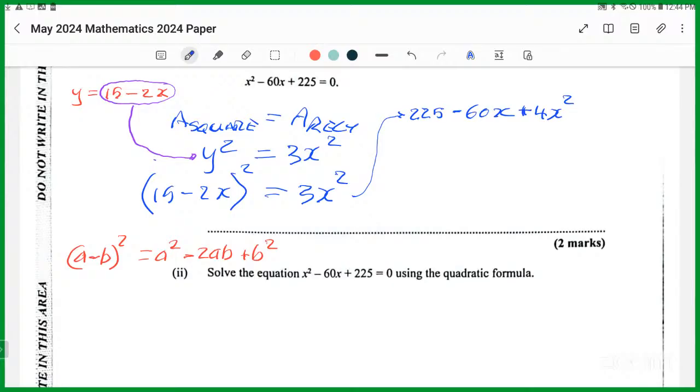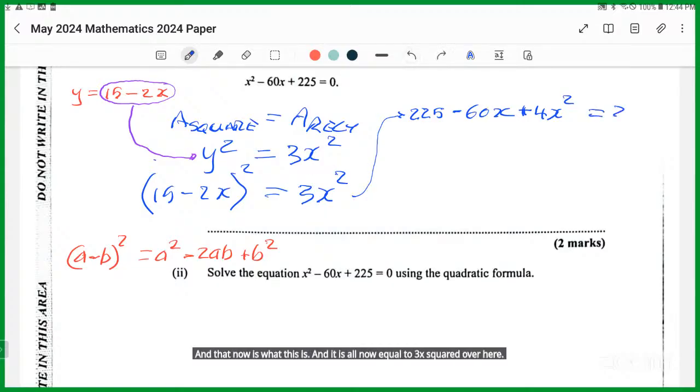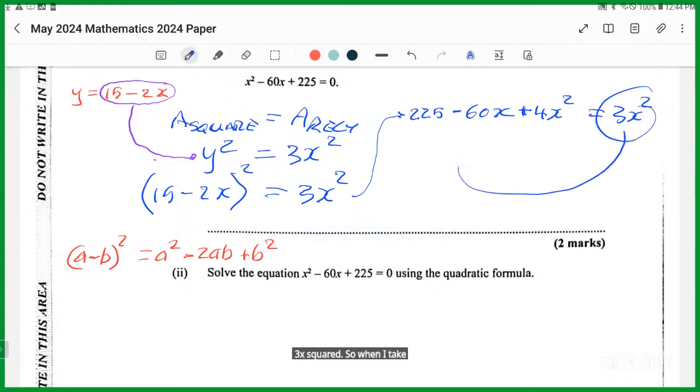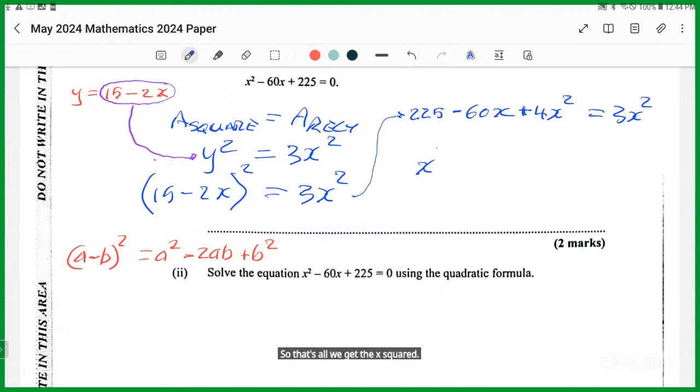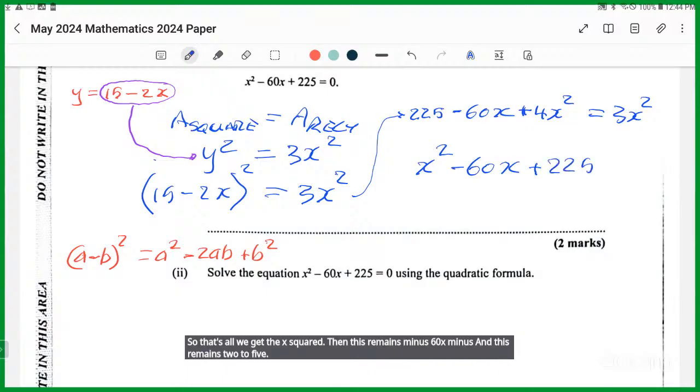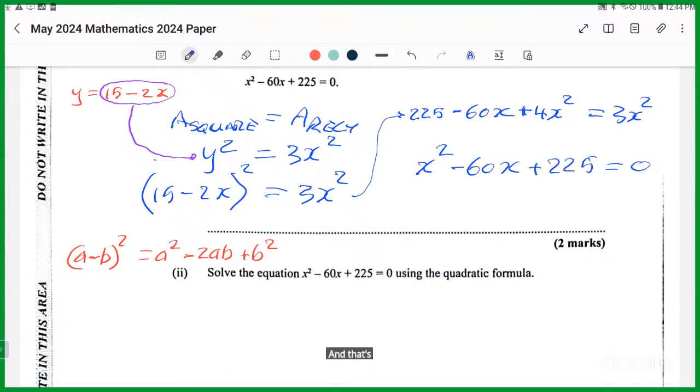And that now is what this was. And it is all now equal to the 3x squared over here. So when I take this 3x squared and bring it over here and subtract it from this 4x squared, I'm getting x squared. So that's how we get the x squared. Then this remains minus 60x, and this remains 225. And that's now all equal to 0. And that's what they told us to show.